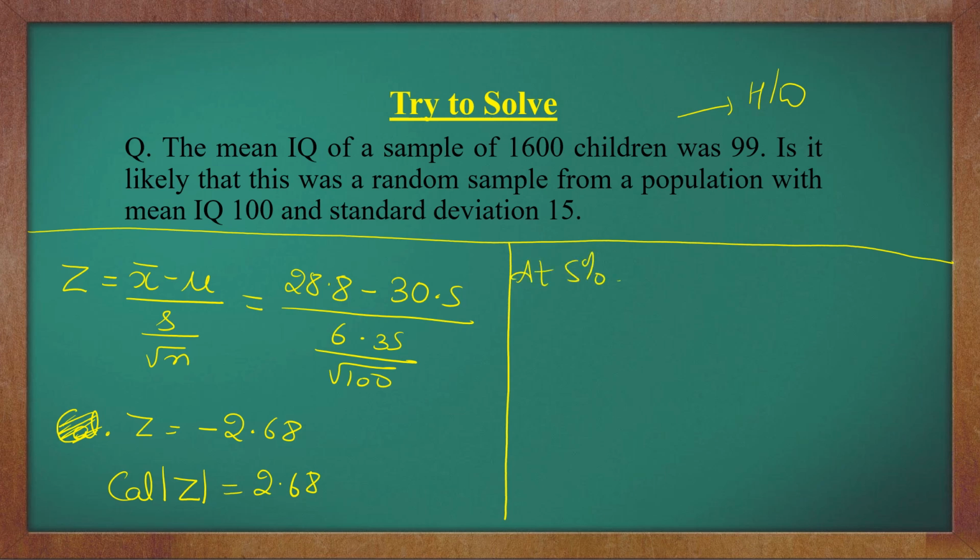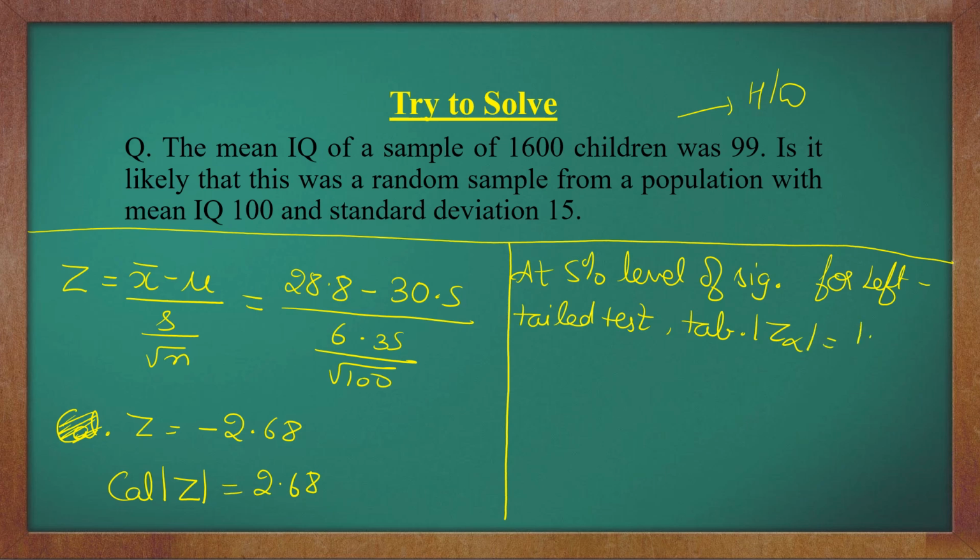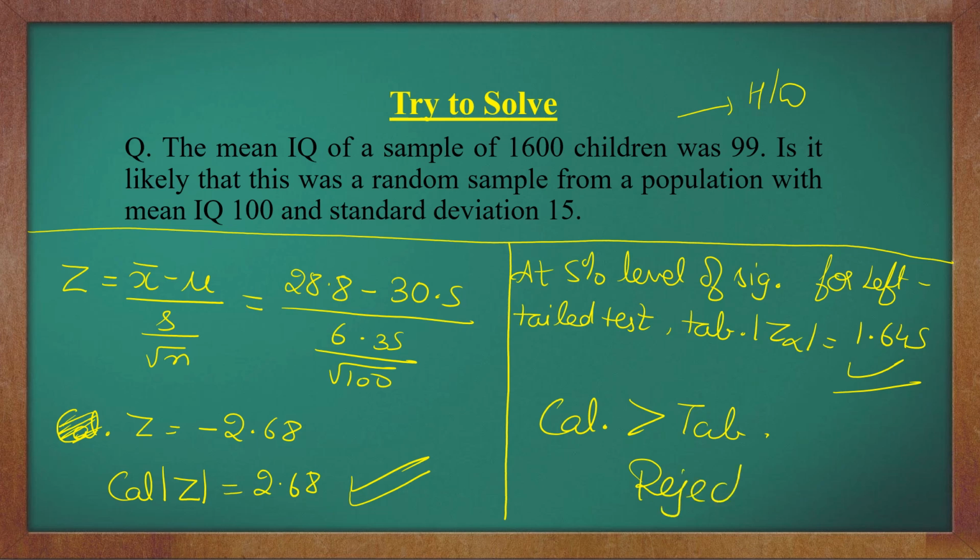So at 5% level of significance for a left tail test, the tabulated value is 1.645. This is my calculated value, and this is my table value. Calculated value is greater than tabulated, so again, students, we have to reject the null hypothesis.